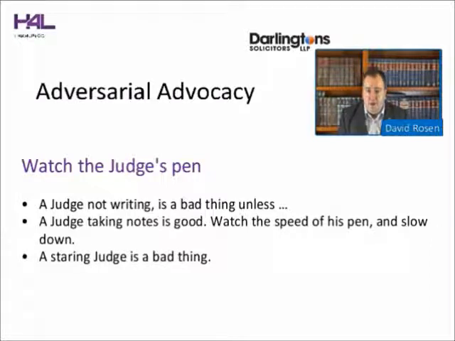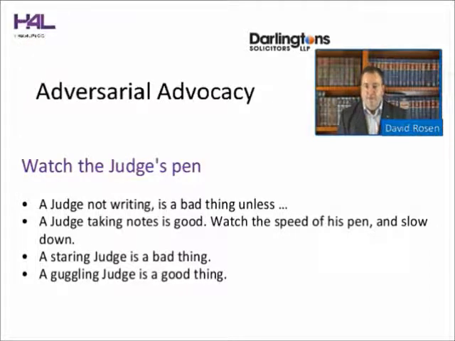That judge just staring at you like this is not good. A judge doing this as you're saying the points and almost nodding with you is known as a guggling judge. Guggling judges are good. It means that they're taking on board what you're saying and they're listening. It doesn't mean that they're accepting what you say, but they're at least taking the points in to consider.